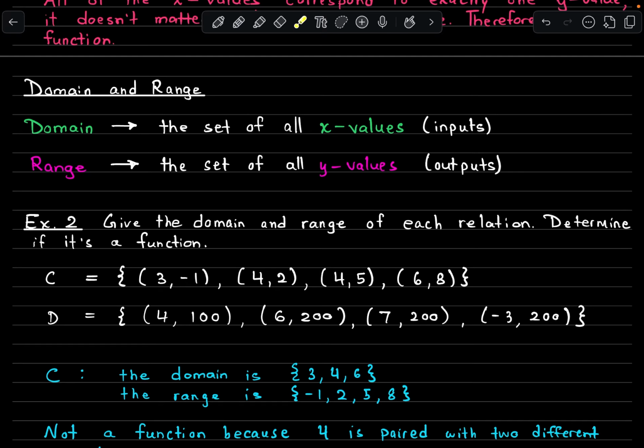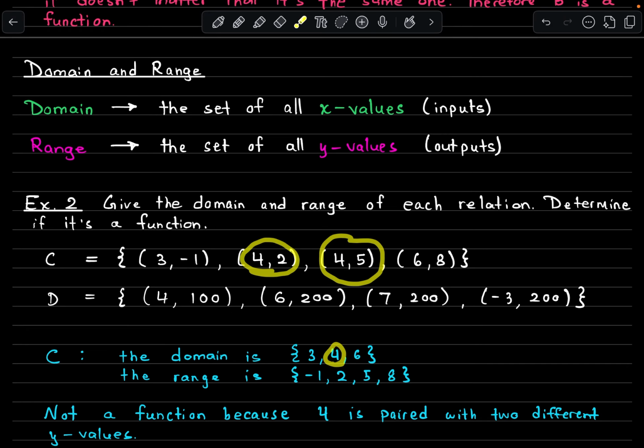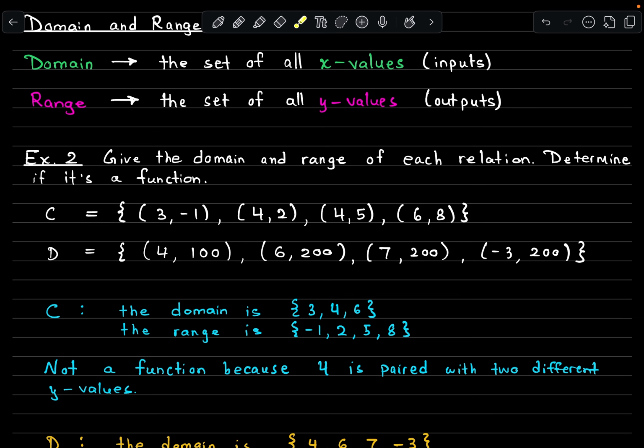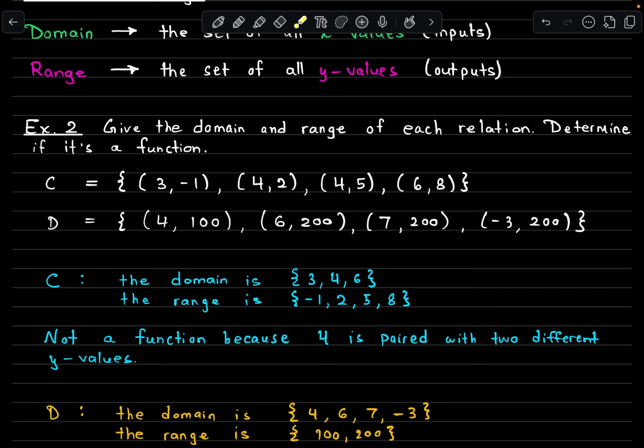Now, this is not a function because 4 is paired with 2 different y values, right? So if we were to draw our little mapping, we'd see that we've got 2 different arrows coming out of 4. They should not be going to different places. Therefore, this is just a relation and not a function. Then we've got these. So we've got 4, 6, 7, and -3 as our domain. And our range is just going to be 100 and 200. So 200 is appearing 3 times. We just need to list it once.